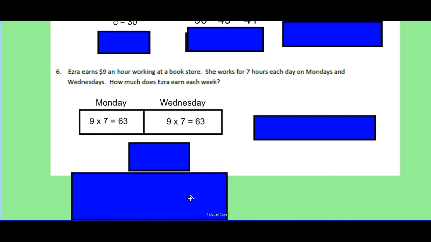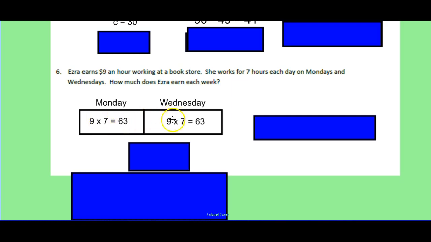So for my drawing, I just made a tape diagram. One section was for Monday and one section was for Wednesday. And I have 9 times 7 is 63 in both of them, because I knew that she worked for 7 hours on Monday and 7 hours on Wednesday, and she made $9 for every hour. So I had to multiply those together.